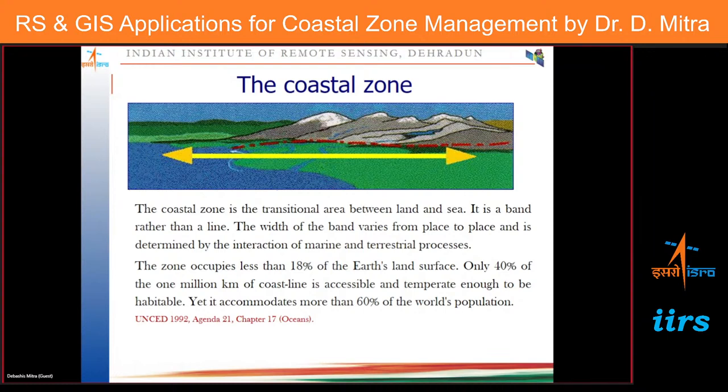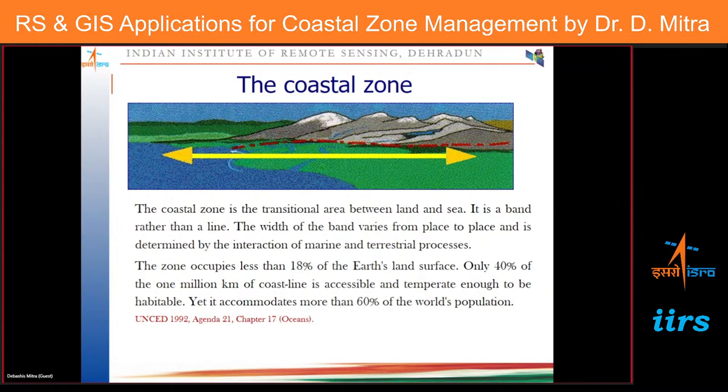The width of the coastal zone is not the same everywhere around the globe. Also in your country, if you have a coastal zone, you can see it varies from place to place. Like in India, we have a different coastal zone width in the east coast than in the west coast, because it is determined by the interaction between the marine and the terrestrial processes. If the marine processes are very strong, the coastal zone will go far deep inside the land. And if the terrestrial processes are very strong, they will push back the coastal zone towards the ocean, then the coastal zone will be narrow.